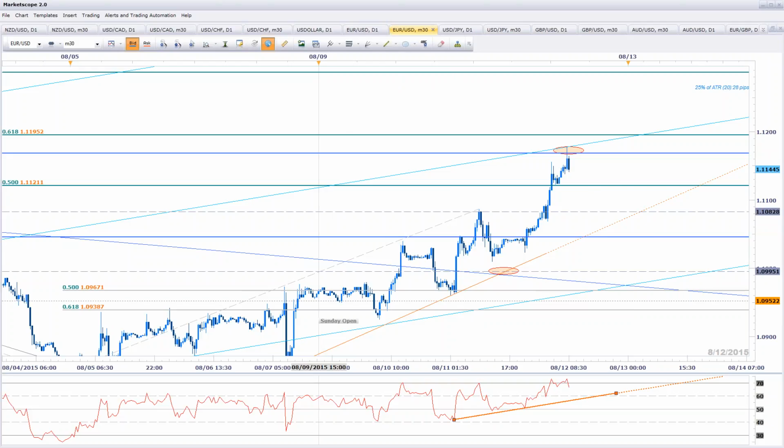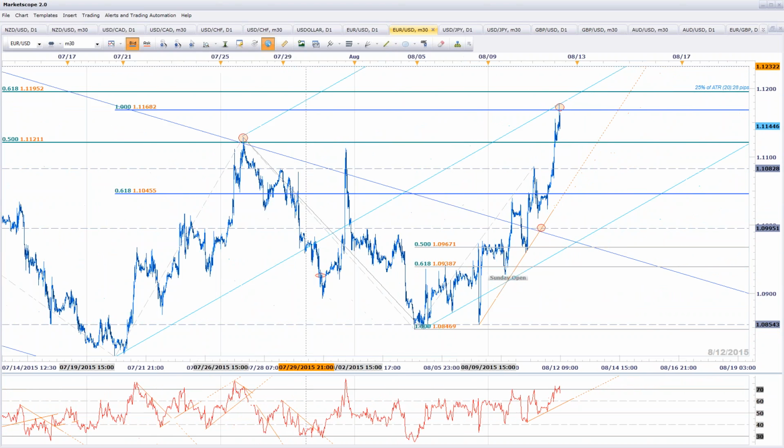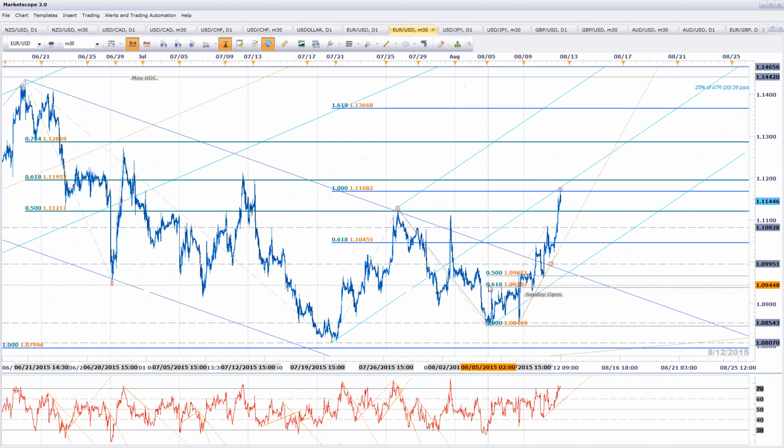Any questions on the euro? Again, here's a quick look at what that looks like on the broader term, if anyone wants to take a quick snapshot of that photo. All right, that takes us through the majors.